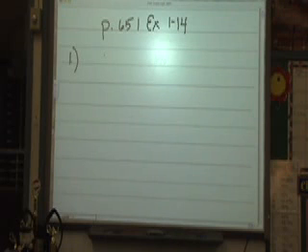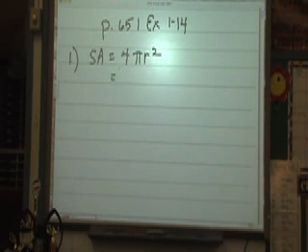Surface area of what? A sphere. Alright, what's the formula? Surface area equals 4 pi r squared. And that circle, that ball there, what should I use for pi? 3.14.